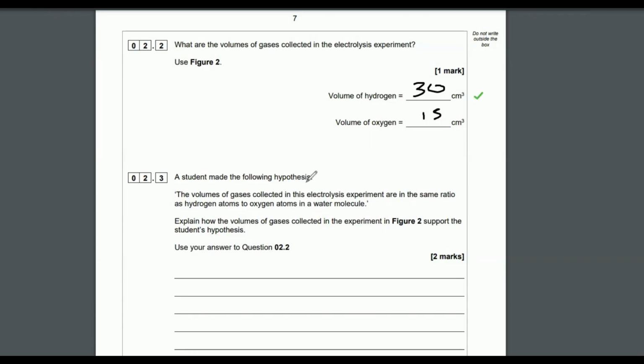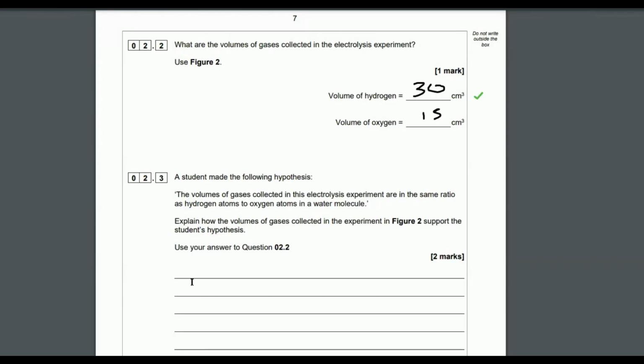A student made the following hypothesis. The volume of gases collected in this electrolysis experiment are in the same ratio as the hydrogen atoms to oxygen atoms in a water molecule. Explain how the volumes of gases collected in this experiment in figure 2 support the student's hypothesis. Use your answer to question 2.2.